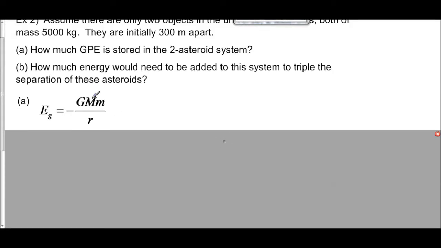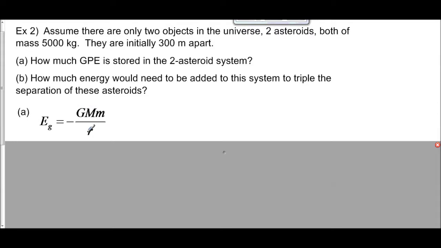And G, of course, we know, capital G. What are we going to use for R, do you think? Well, for R, it's just their separation of 300 meters. And we have to worry about the two masses. Now, which one's big M, which one's little m?